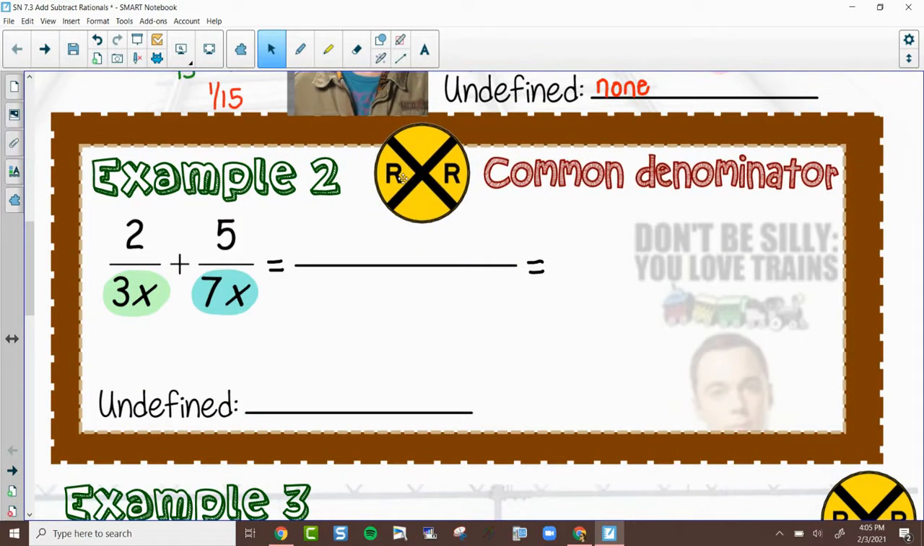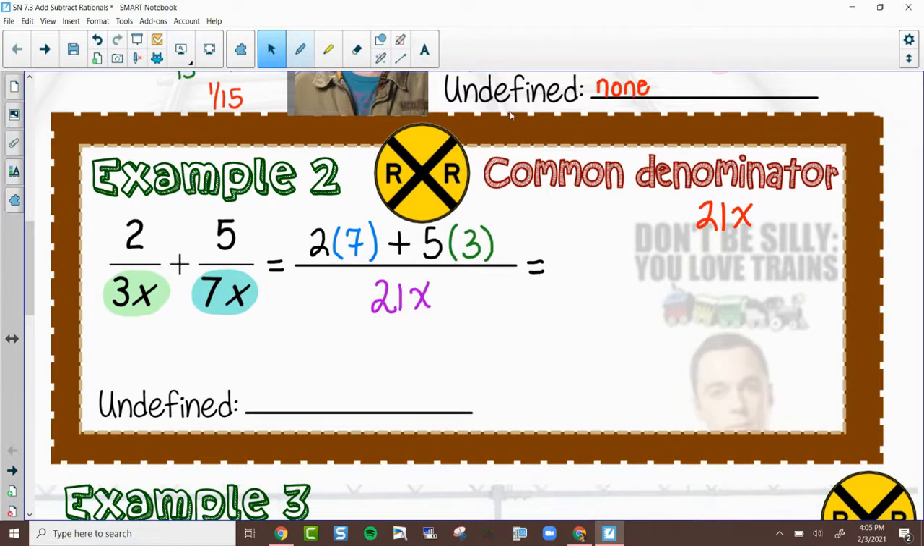So railroad crossing. And yes, I will explain the railroads in class. So let's see. They both have an x, so I don't have to worry about that. But 3 and 7 have nothing. There's no way to make a 3 into a 7. But here's what I'm really good at. It's possible, 3 and 7, well, that would have 21 in common. So on here, 21x is going to be the common denominator.